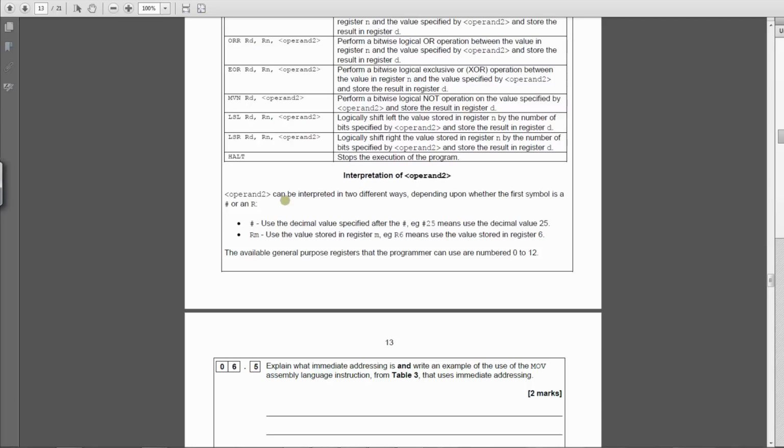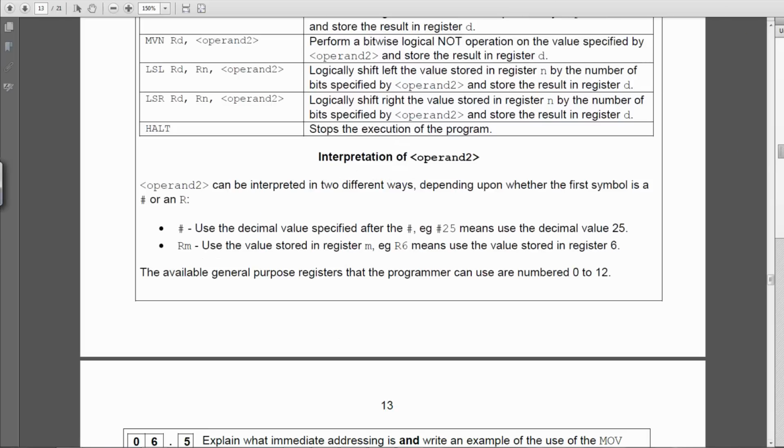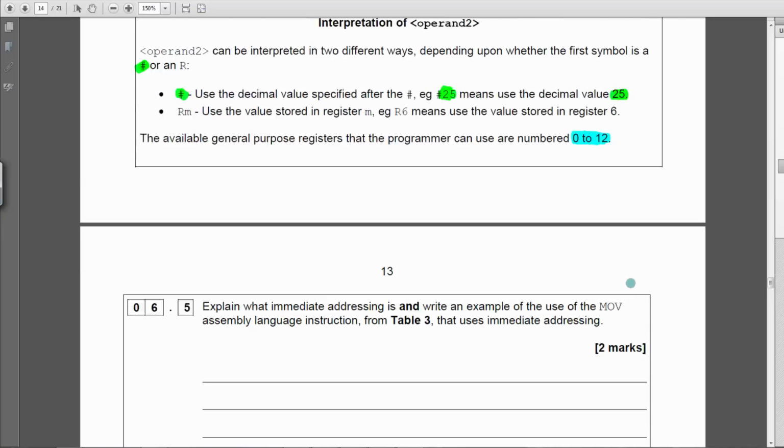So, operand 2 can be interpreted in 2 different ways depending on whether the first symbol is a hash character. This is what we want. It's going to use the decimal value specified, so it's not an address anymore. It becomes the actual literal value of 25, which is what immediate addressing is. And this is the register. The available general purpose registers that the programmer can use are numbered 0 to 12. I reckon that's going to be important, so let's highlight that. That might mean we can't go beyond 12.